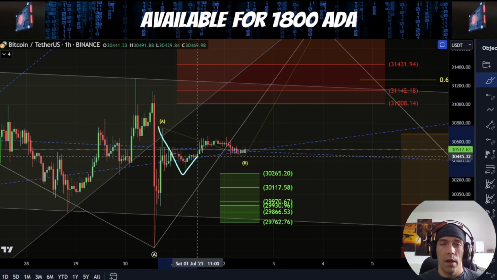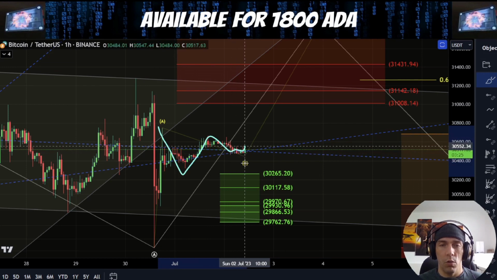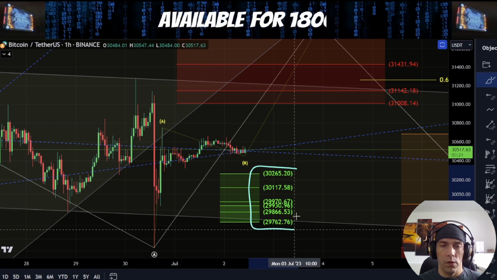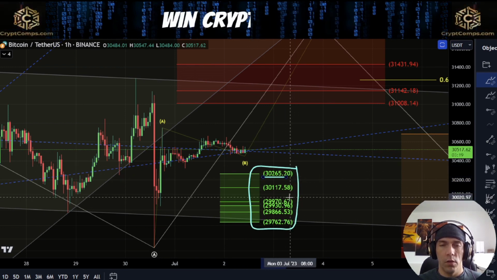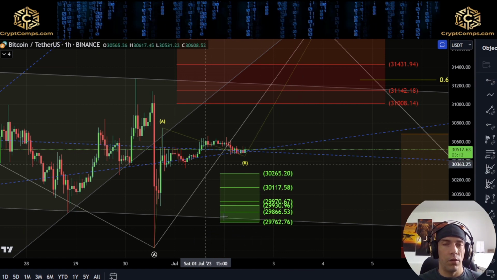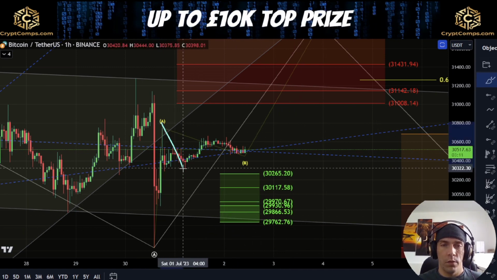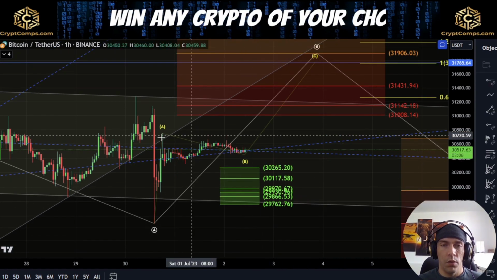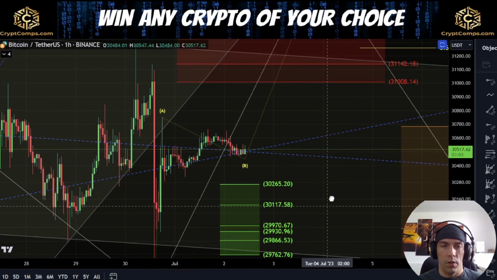Alternatively, if this is A and then we have this as some kind of a smaller triangle the other way around, what we could see is price actually push back down into this lower support region here, where this is 30,265 to this 29,762 level. So if we see price break down one more time here as A, B, C, then potentially we could see price move down here and look to target out some of these lower zones.